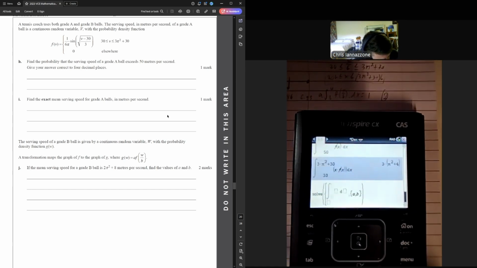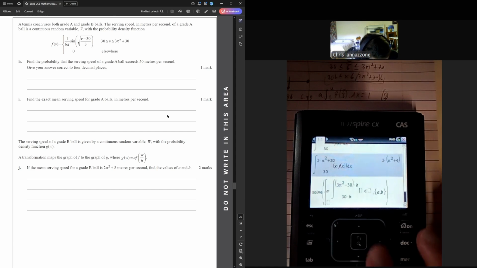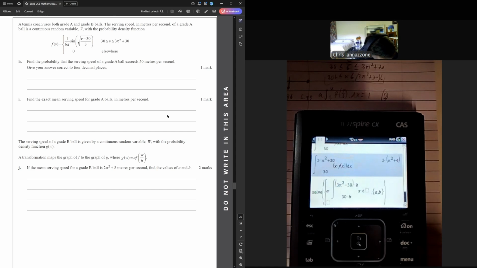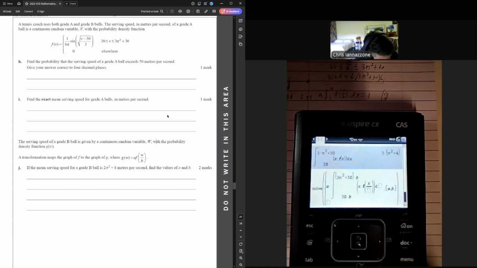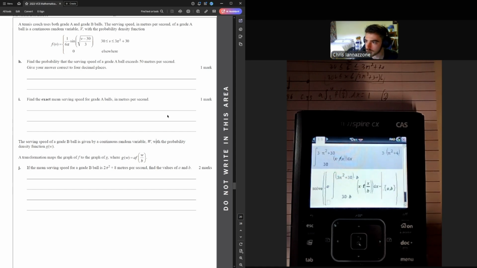And now for our integrals. So it is a times the upper, which was bracket 3 pi squared plus 30 times b. 30b was our lower one. And the function was x times f of x, but it was f of x over b because of the transformation. And that specifically was being equated to 2 pi squared plus 8.